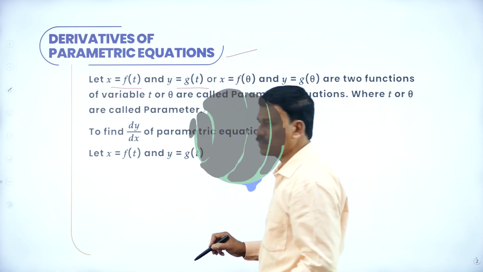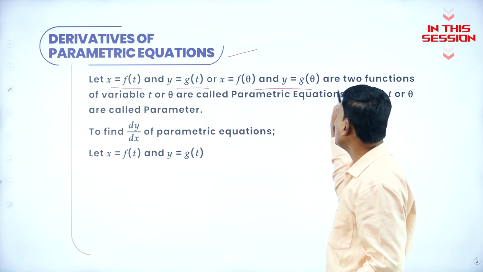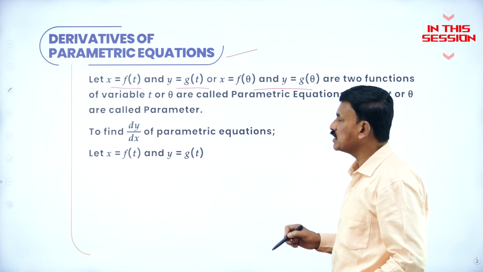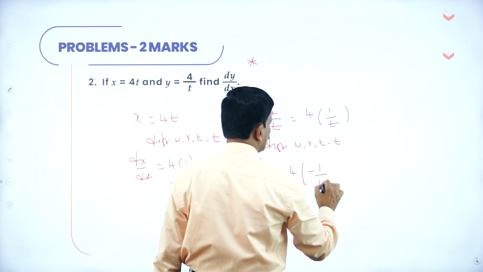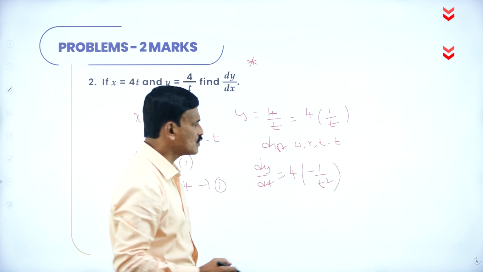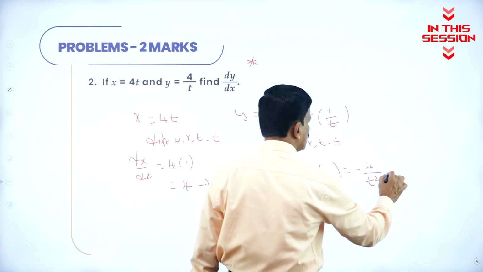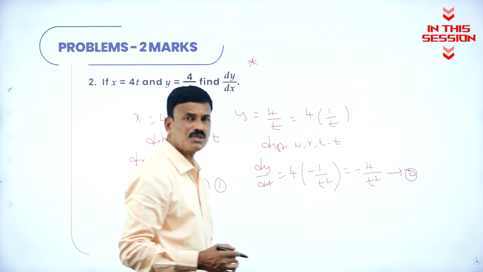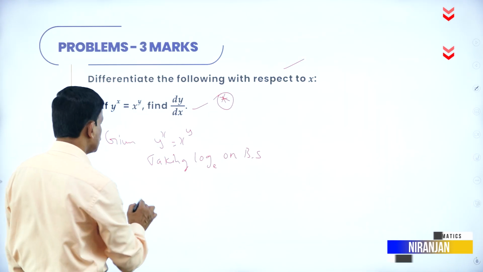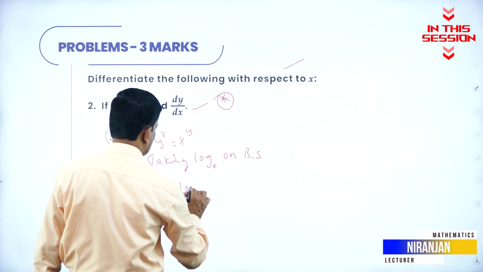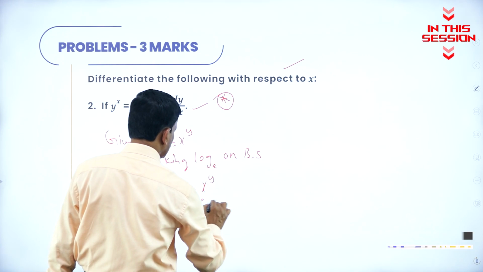Y is equal to g of t, or x is equal to f of theta and y is equal to g of theta are known as parametric equations. Differentiation of 1 by t is minus 1 by t square. This can be written as minus 4 divided by t square. Let us represent this as equation number 2. If you take log on both sides, then this becomes logarithm of y to the power of x to base is equal to logarithm of x to the power of y to base.